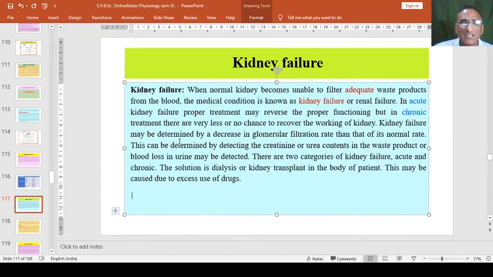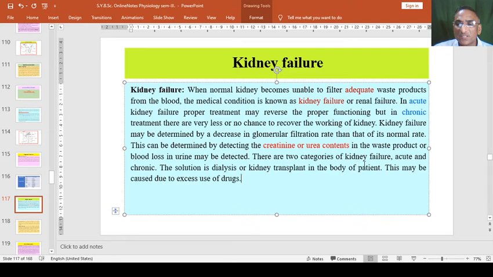Kidney failure may be determined by a decrease in the glomerular filtration rate below its normal rate, and this can be determined by detecting the creatinine or urea content of the waste product. Creatinine and urea contents are the responsible factors for the rate of excretion. This is generally checked in the blood, and it may also be detected in urine.